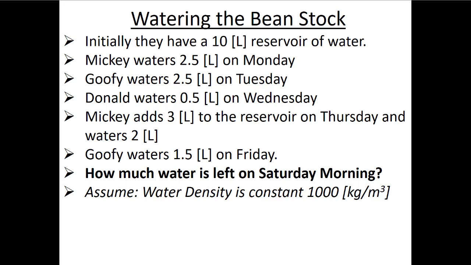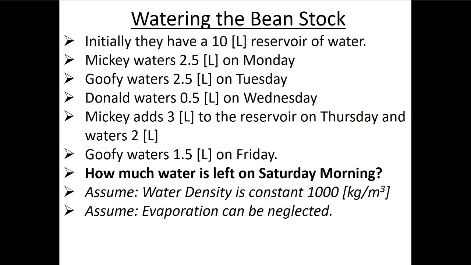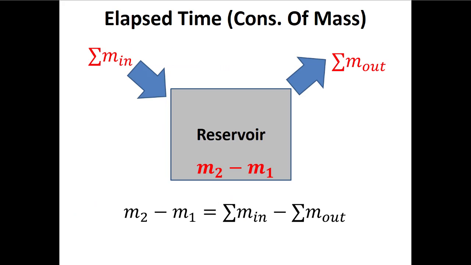Right, so we're going to assume that the density of water here is constant at 1,000 kilograms per meter cubed, or that the specific volume of the water is 1/1,000 meters cubed per kilogram. We're going to assume that we can neglect evaporation in the reservoir. So these Disney characters are reasonably smart. They put a lid on the reservoir so that they're not constantly evaporating the water that they've saved inside their reservoir.